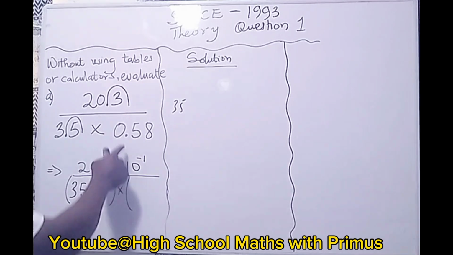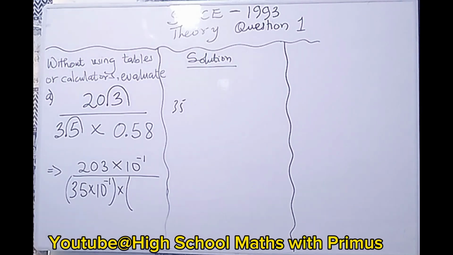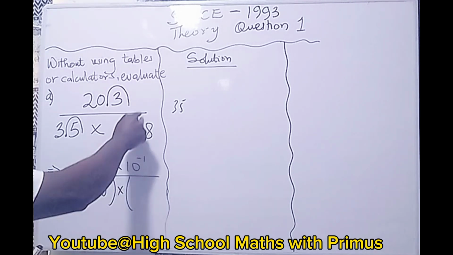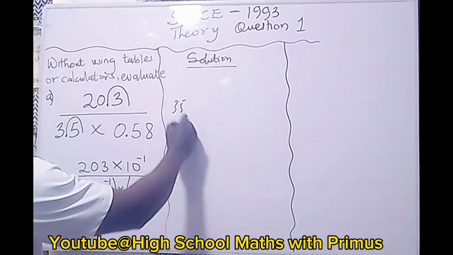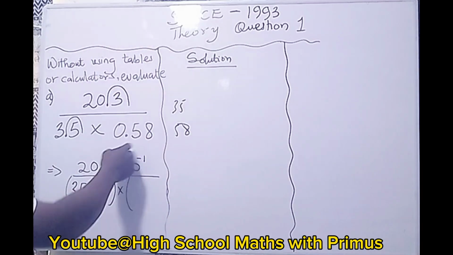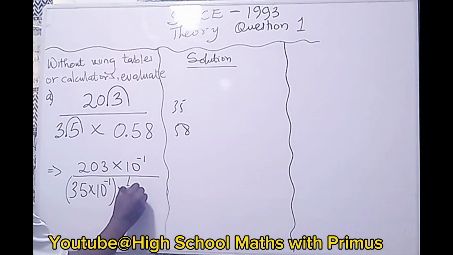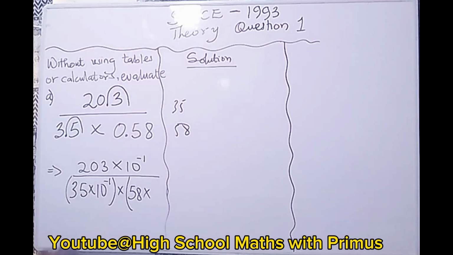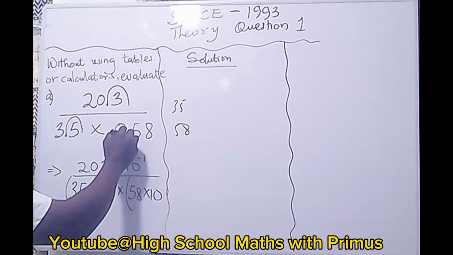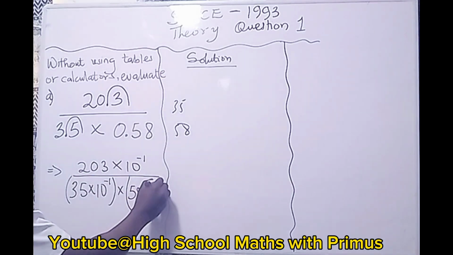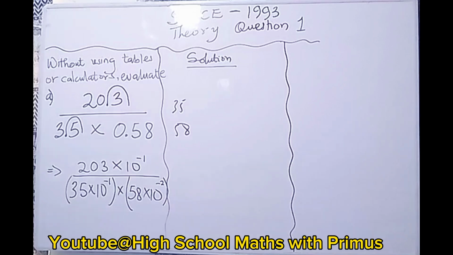Times. We have 0.58. How do we make this a whole number? We move the decimal point from here to that point, so it becomes 58. To change this to 58, it means that we multiply by 10 raised to the power. How did we get that? We move 2 times to the right, that is -2. Now we've been able to write these numbers as whole numbers multiplying 10 to the power something. What do we do? Let's try and simplify this.